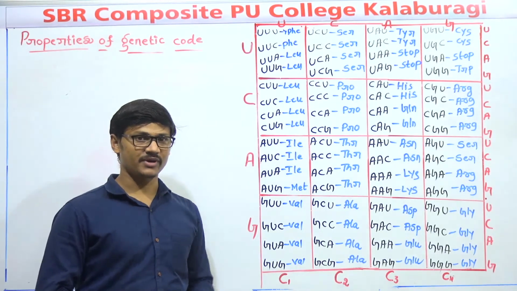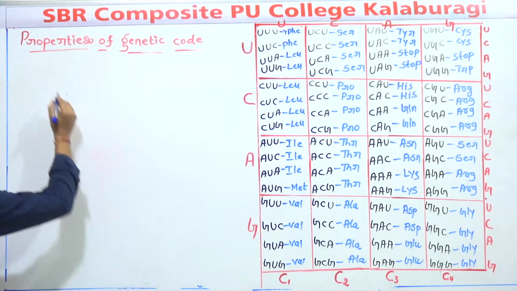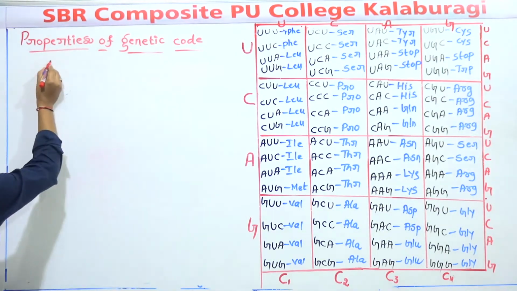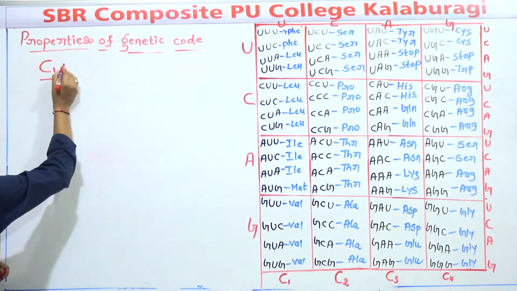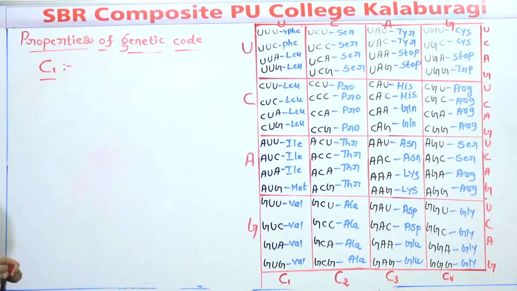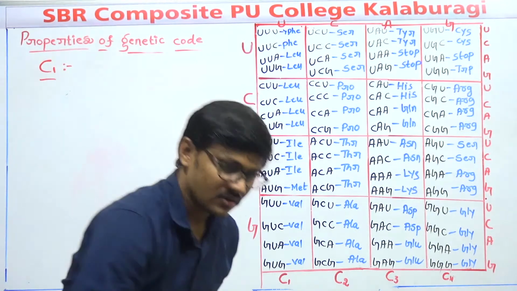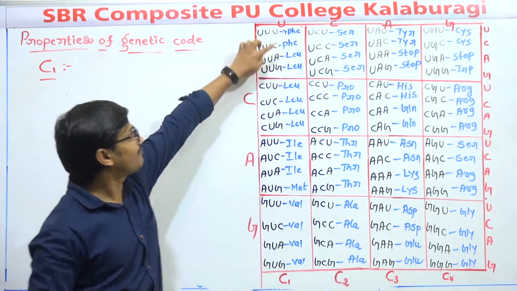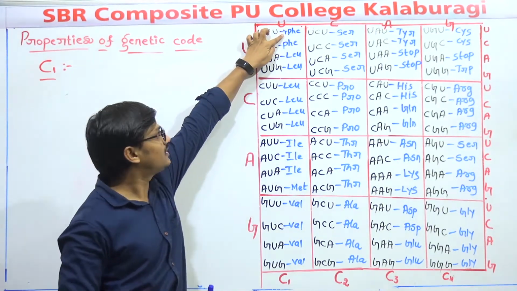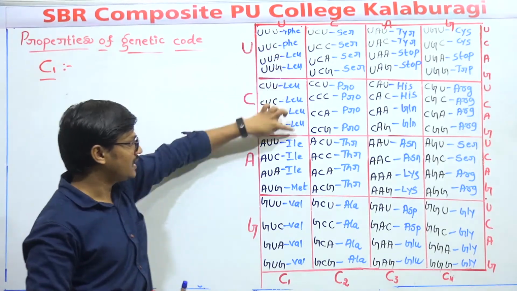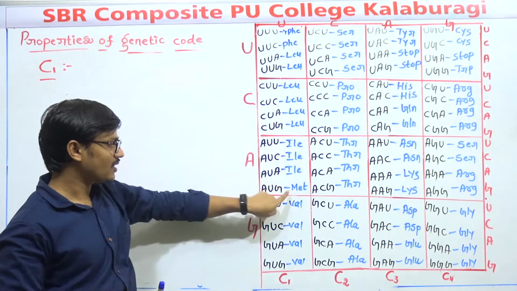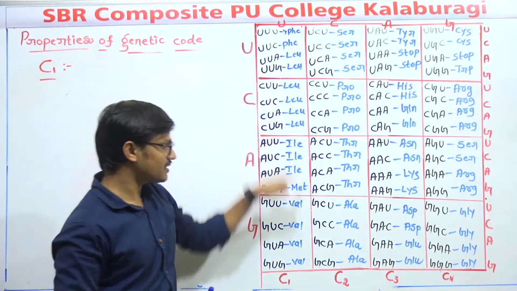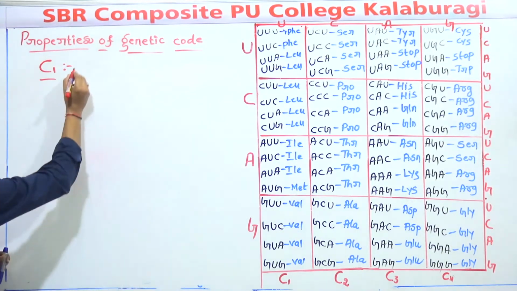First, you take column 1. In column 1, how many amino acids come? You just see: phenylalanine, leucine, isoleucine, methionine, valine. So to remember this, there is a trick.